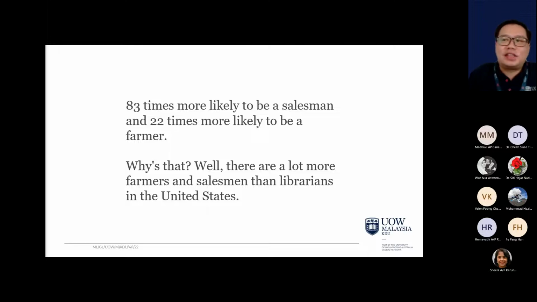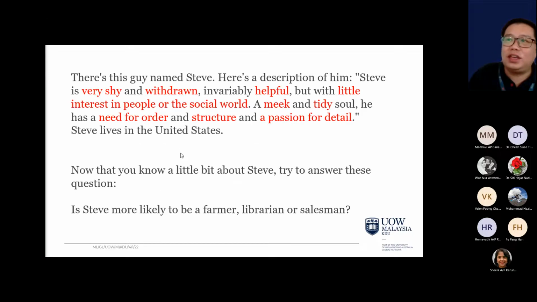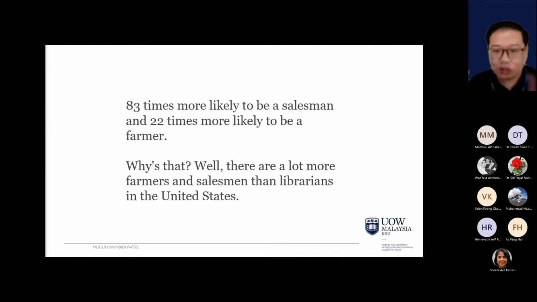Well, there are a lot more farmers and salesmen than librarians in the United States. Exactly. So what we see is this. If you look at the keywords over here, shy, withdrawn, helpful, and so on, it doesn't mean a farmer cannot be shy or withdrawn. It doesn't mean a farmer doesn't have a passion for detail. So what happens is this, ladies and gentlemen, we assume that those are the characteristics of a librarian. There is a general assumption that doesn't impact the actual result itself.